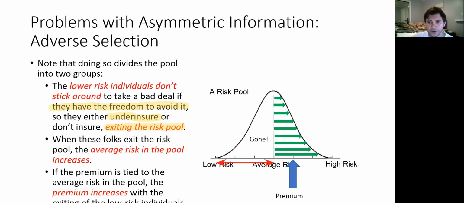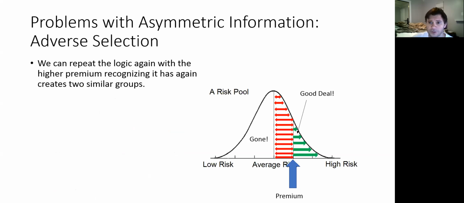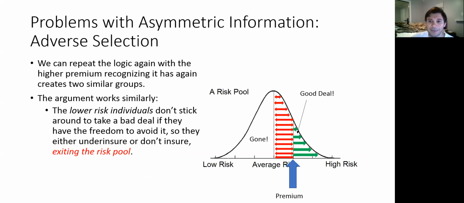Okay, now you'll notice, it looks like when that happens, we've now created those two groups again of winners and losers, of folks that it's a great deal for to be averaged in, and folks that it is not such a great deal for to be averaged in. So we could, again, make a very similar argument here, right? Lower risk individuals in the red region, even at this higher premium now, they are not going to stick around to take that bad deal, provided, again, they have that freedom to avoid it.